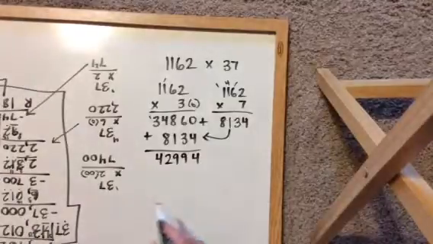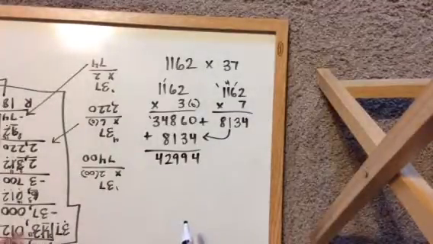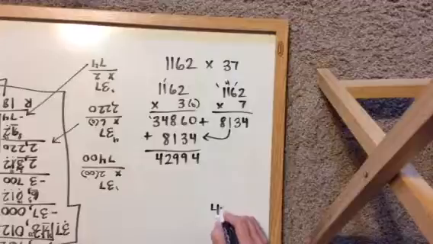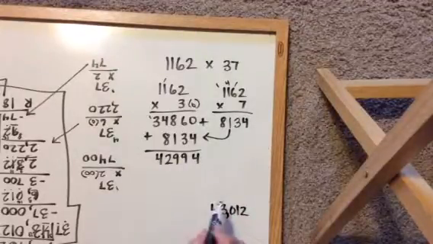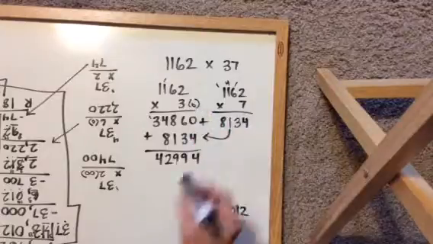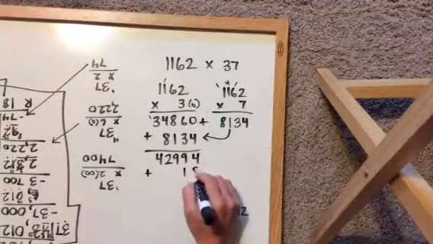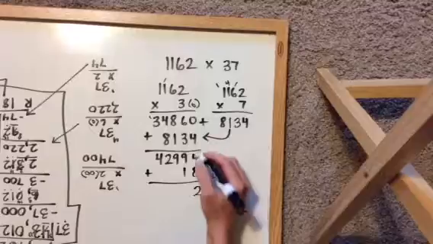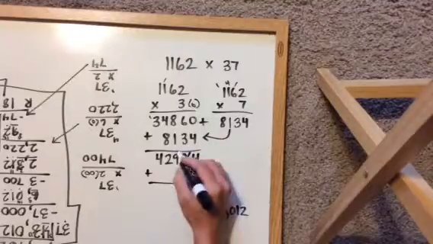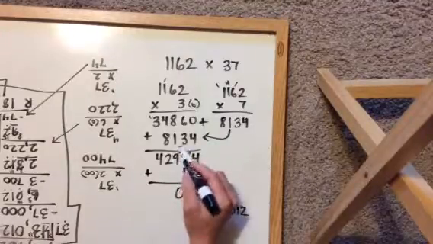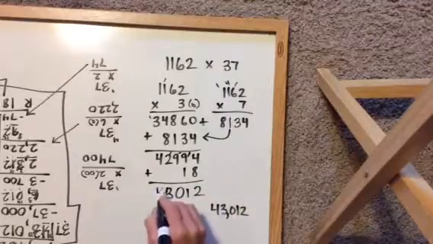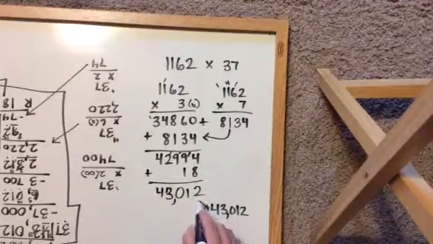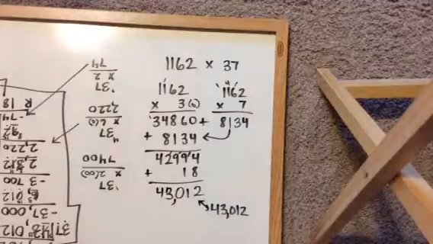Okay, now the answer that I'm trying to find is my original dividend, which is 43,012. And this doesn't match up. However, after I've multiplied it out, I need to add back in my remainder, right? Okay, so they match up, and you can see that you solved your problem correctly.